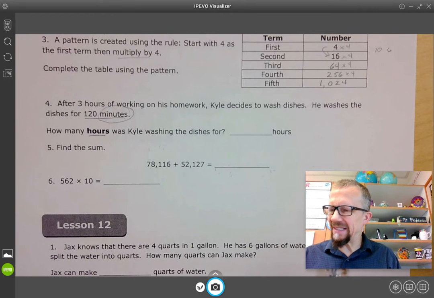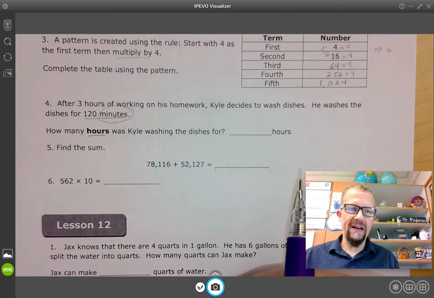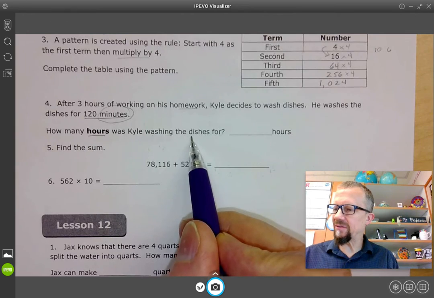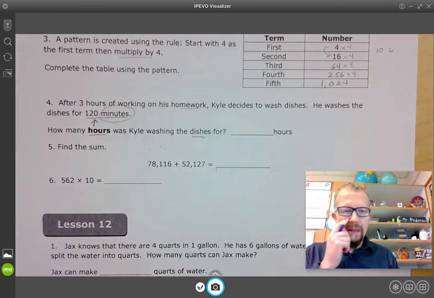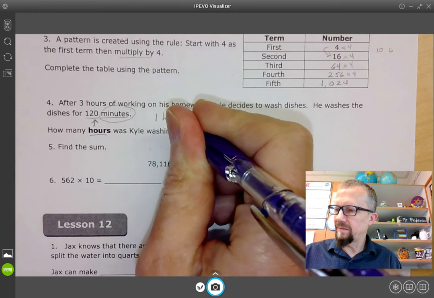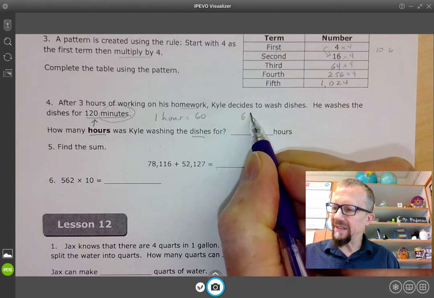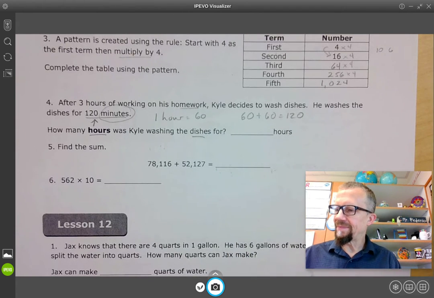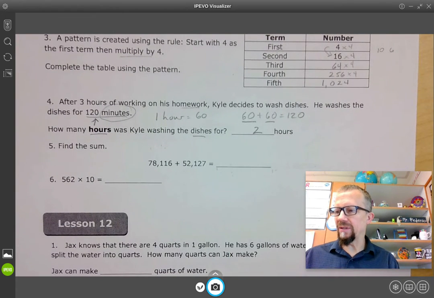And you notice they're not even asking about his homework, right? It's a distractor. They're hoping you'll just write 3 hours there because you're not paying attention. But the 3 hours went with homework, and this is asking for dishes. So really we need to know how many hours is 120 minutes. So we have to know that 1 hour equals 60 minutes. And probably at that point, a lot of you realize, well, 60 plus 60 equals 120. So we have 2 60s, which means 2 hours.